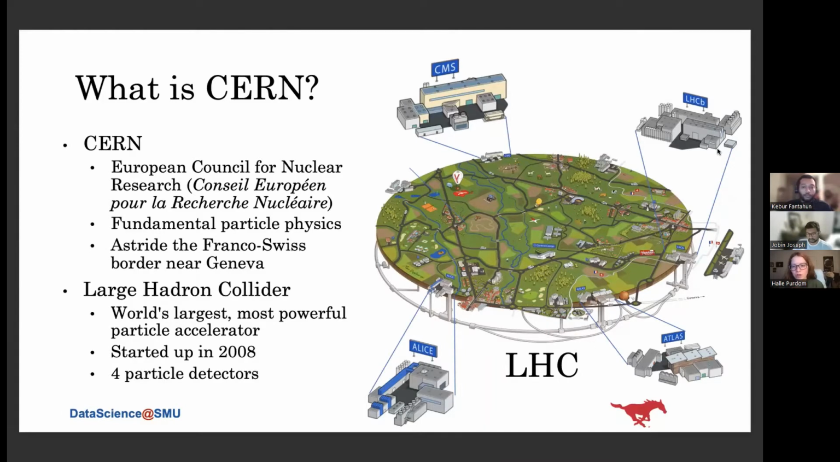One of their really large experiments is the Large Hadron Collider, the LHC, and that's the world's most powerful, largest particle accelerator. It started up in 2008, and they have 4 particle detectors in the Hadron Collider. In the figure to the right, all of that underground circular tubing is the Large Hadron Collider, and they shoot beams across it and they collide, and then they're detected by those detectors. Okay.